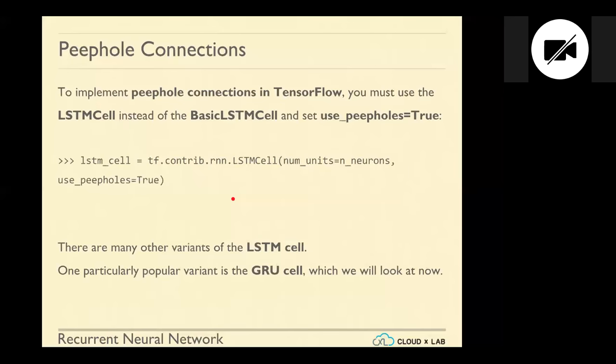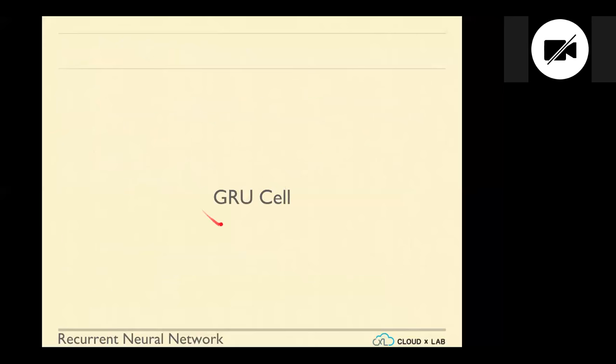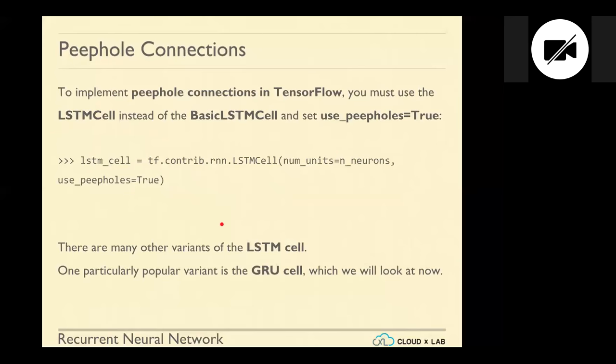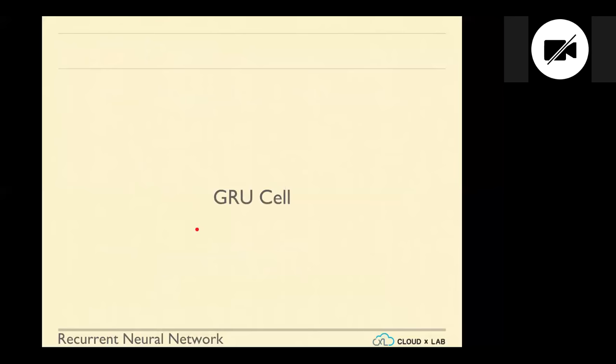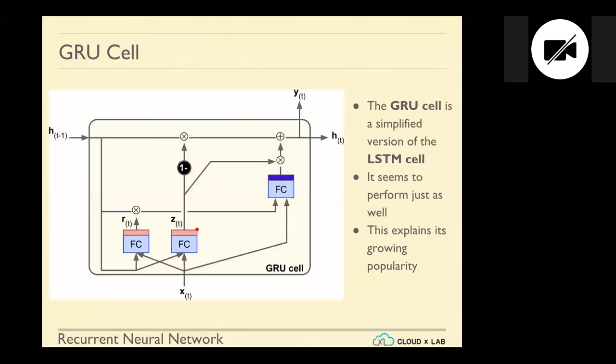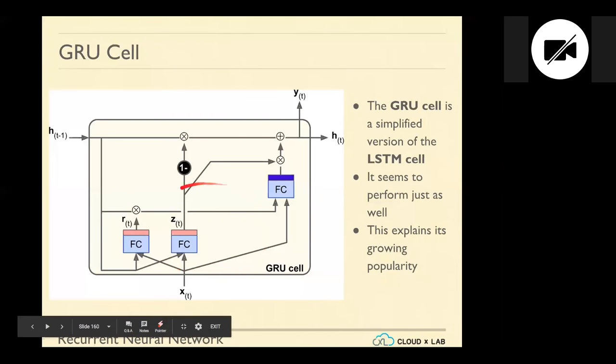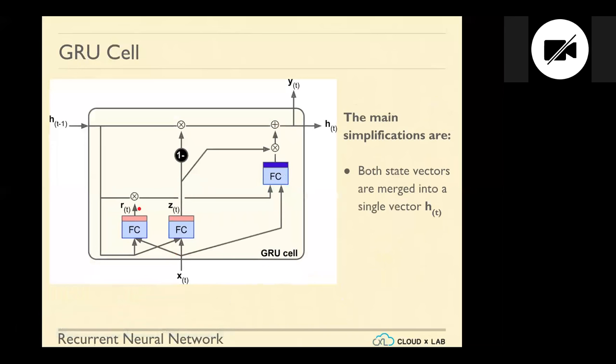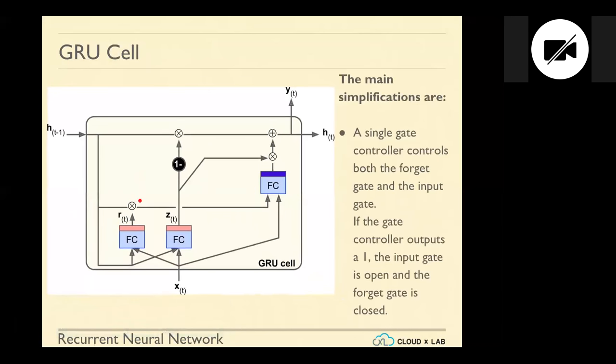All you need to do is say use peepholes with the LSTM cell. That's all. Similar to the LSTM, we have the GRU cell, which has a similar kind of architecture. It is far simpler, an extremely simplified version of the LSTM cell.